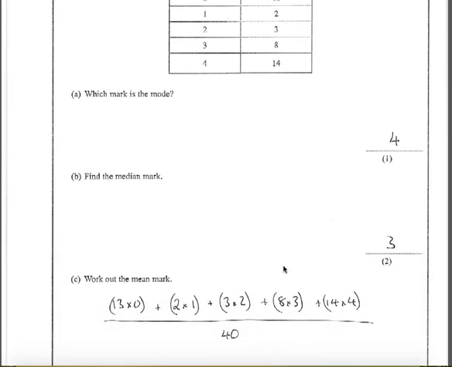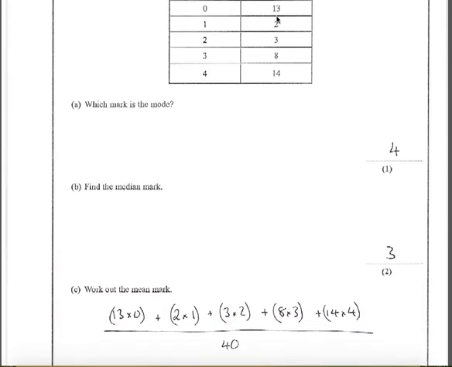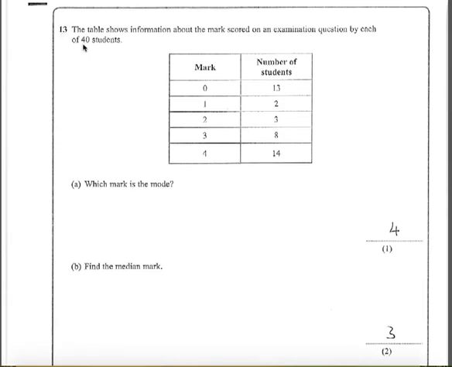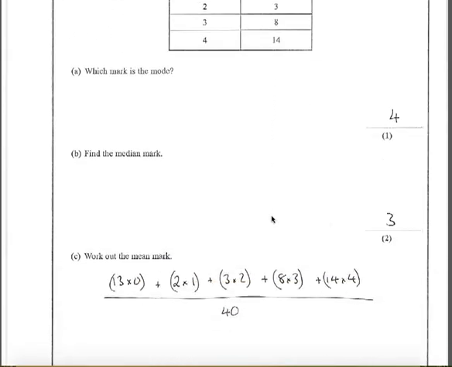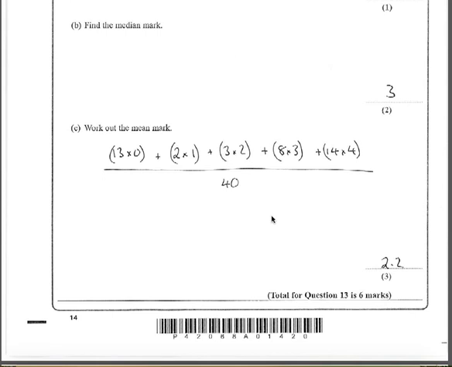And to find the mean, well, I've got 13 scores of 0 plus 2 scores of 1 plus 3 scores of 2 and so on, divided by, the question has told you there were 40 pupils in total, so it turns out to be 2.2. Remember, this is important, it turns up on every paper, so it's a free 3 marks really, because you can always guarantee it being there.